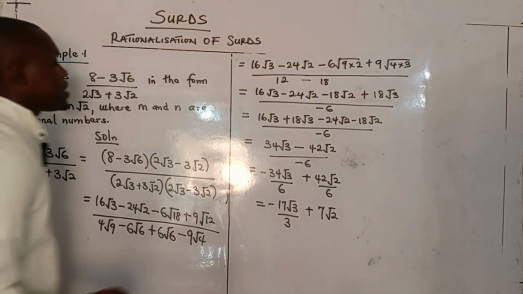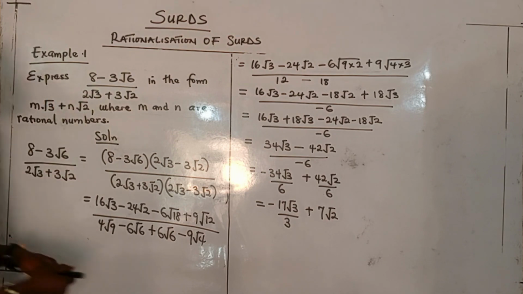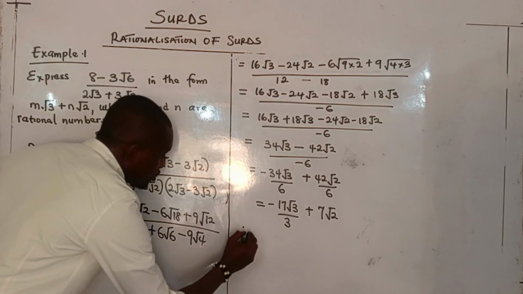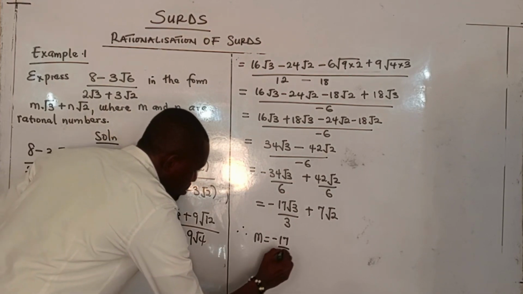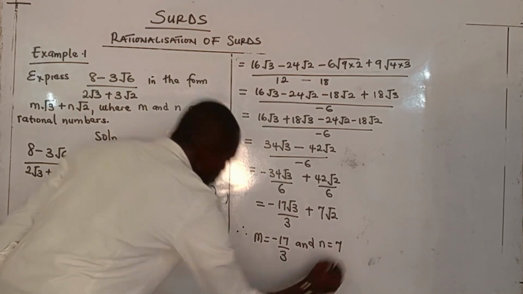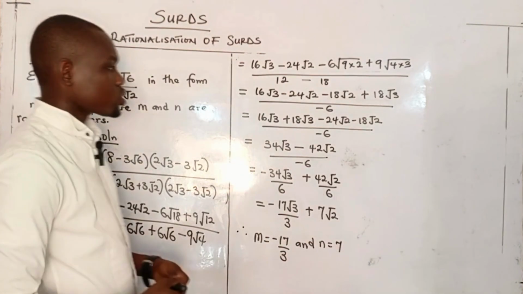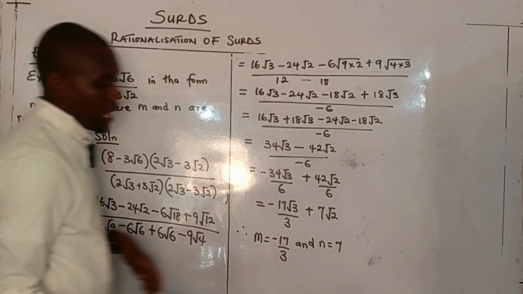With this, we have been able to express this in the form of m√3 + n√2. So we can now say therefore our m is equal to minus 17 over 3, and then our n is equal to 7. So this is how you solve a question like this.